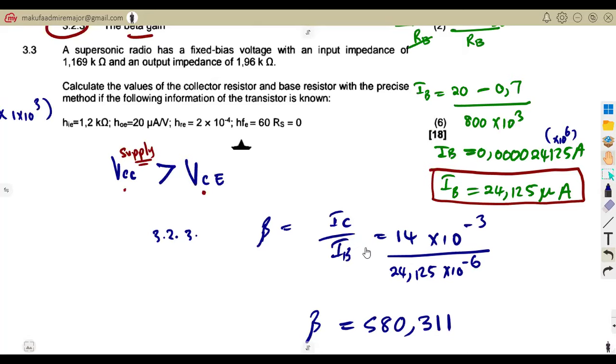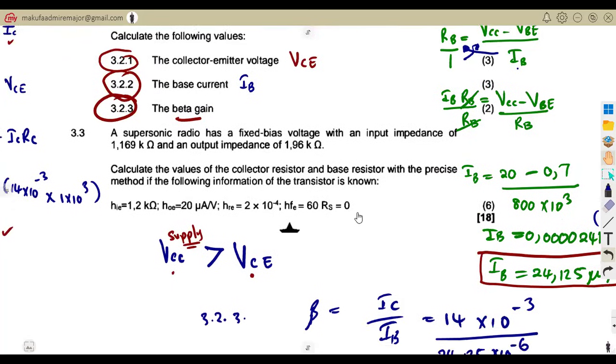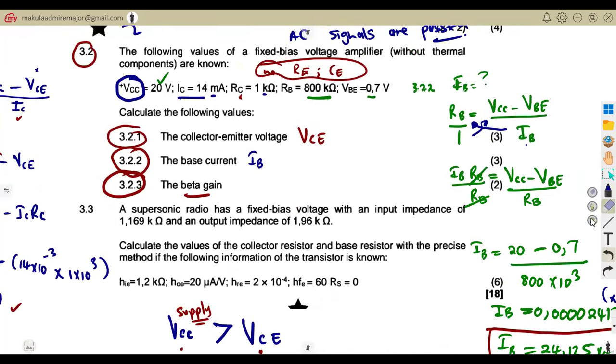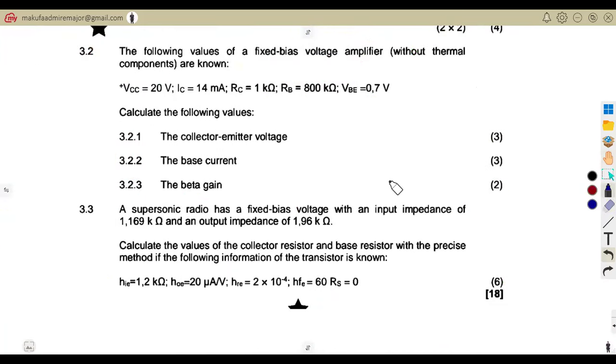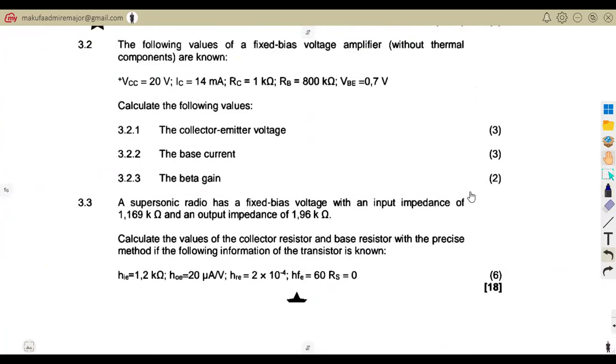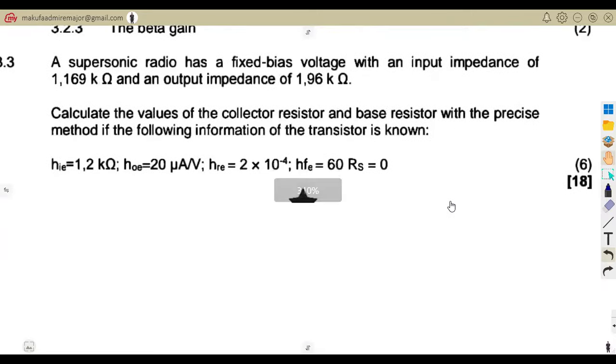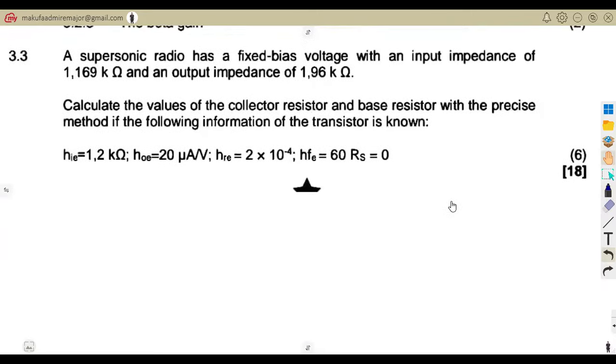So that was it, guys, on question 3.2, considering your 3.2 to the end. So with this, we're going to consider the other part, which is 3.3. Let's see what we are given. On 3.3, we are given on this part a supersonic radio. It has a fixed bias. So take note, it has a fixed bias with an input impedance of.